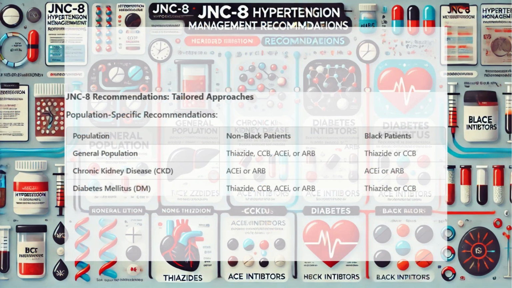JNC8 recommendations, tailored approaches. General population, non-black patients: thiazide, CCB, ACEI, or ARB. Black patients: thiazide or CCB. Chronic kidney disease, CKD, non-black patients: ACEI or ARB. Black patients: ACEI or ARB. Diabetes mellitus, non-black patients: thiazide, CCB, ACEI, or ARB. Black patients: thiazide or CCB.